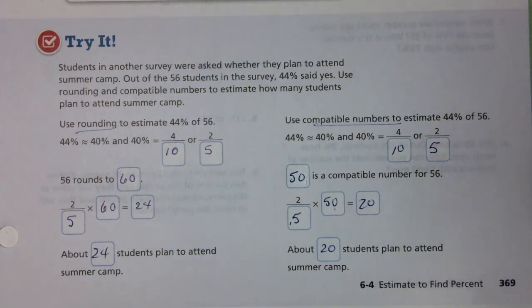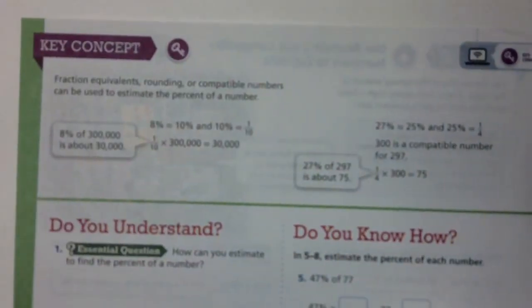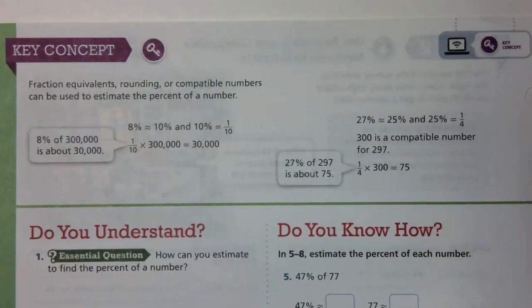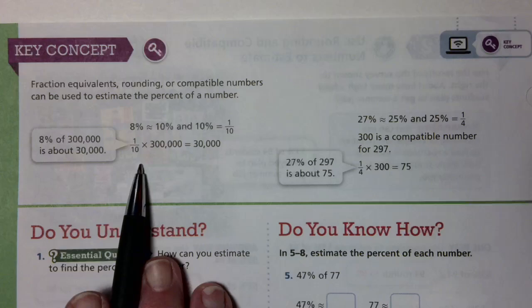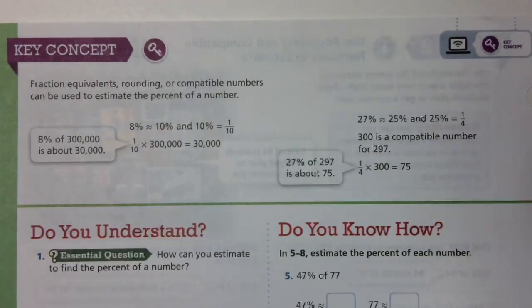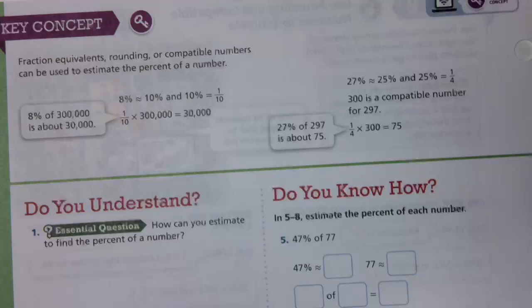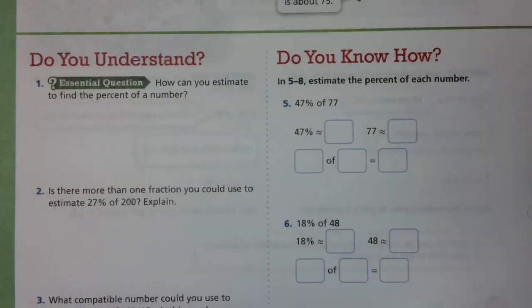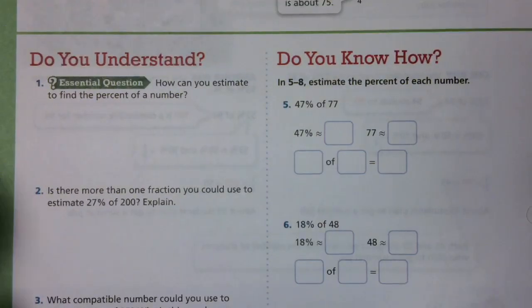All right, let's go to page 370. Okay, here's your 2 examples. Here's one example of rounding. Here's one example of compatible numbers. All right? And we'll do whichever one it says to do, or do it the way we choose to do if we have the choice.